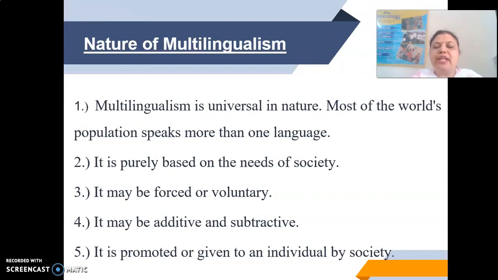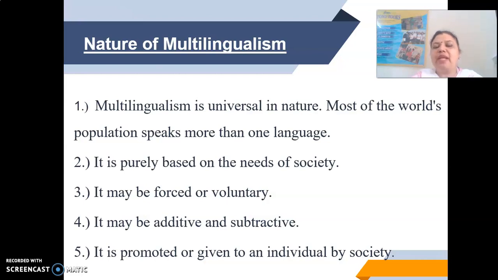Now we move on to the nature of multilingualism. Multilingualism is universal in nature. Most of the world's population speak more than one language, and it is very common in all the nations of this world where people usually speak two languages or more than two languages. Even in India, our curriculum comprises the three language formula. One is the mother tongue, another is the regional language, and one is English or a foreign language.